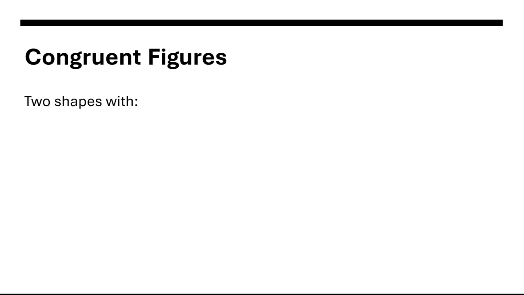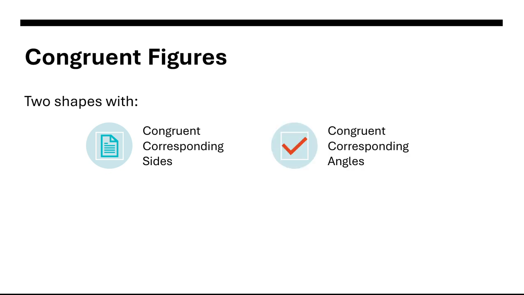Congruent figures are two shapes with all corresponding sides that are congruent and congruent corresponding angles. Not all the sides have to be congruent, but the corresponding angle from one figure to the other, corresponding side from one figure to the other, has to be the same size.